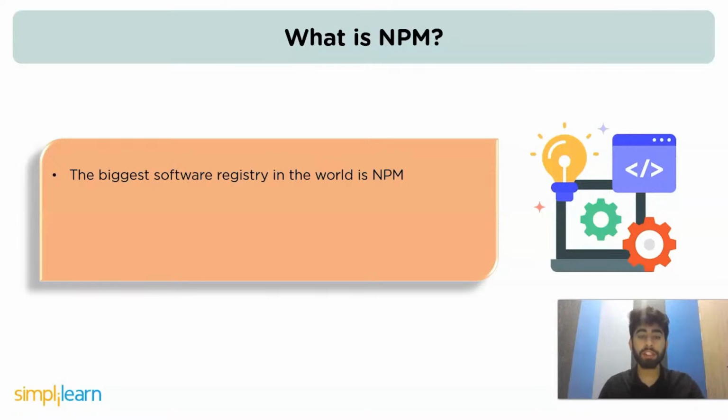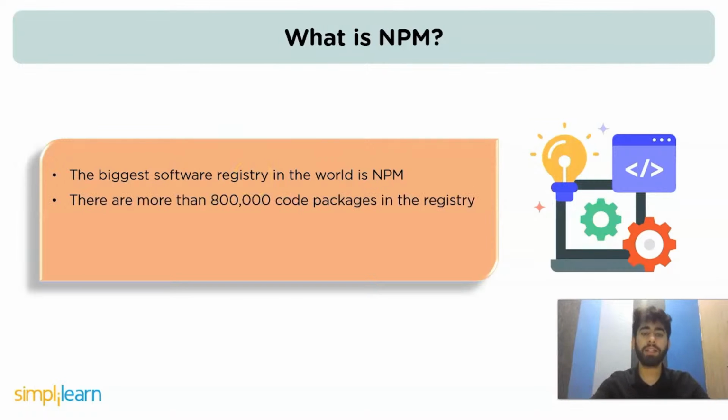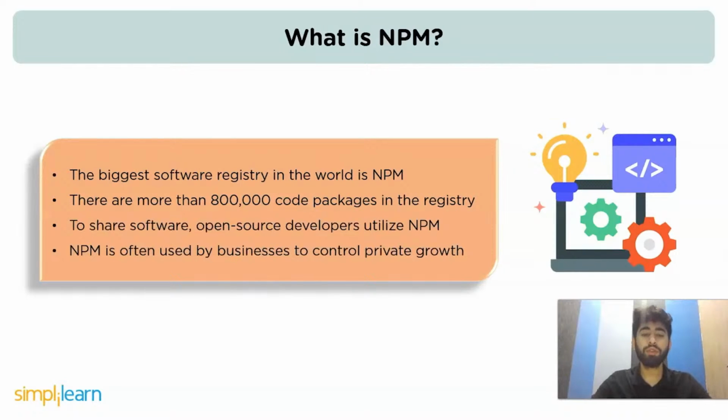The biggest software registry in the world is NPM. There are more than 80 lakh code packages in the registry. To share software, open source developers utilize NPM. NPM is often used by businesses to control private growth. All of the Node.js packages and modules are managed through NPM, which also includes the NPM command line client. Along with the installation of Node.js, it is added to the system. NPM is used to install the necessary modules and packages in the Node project.